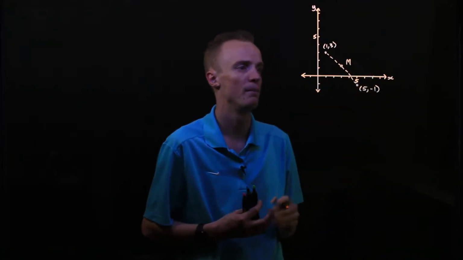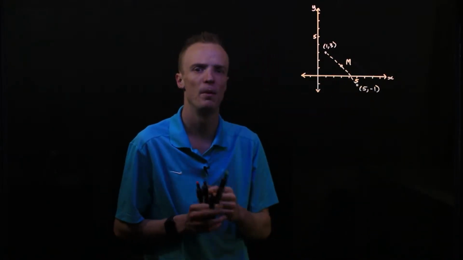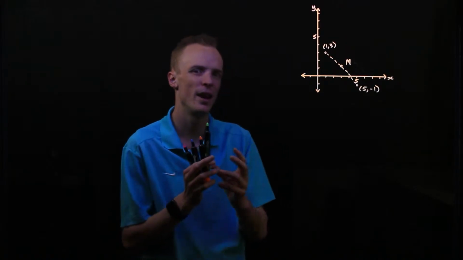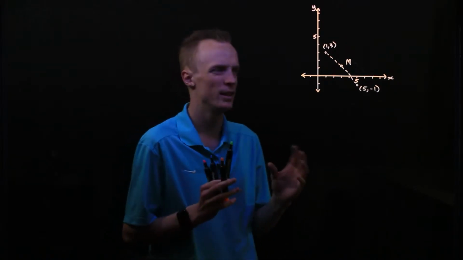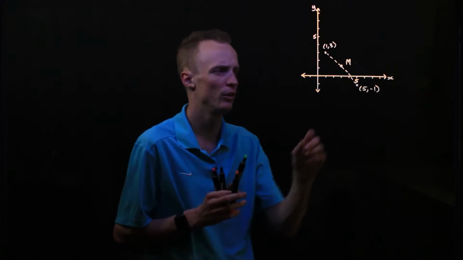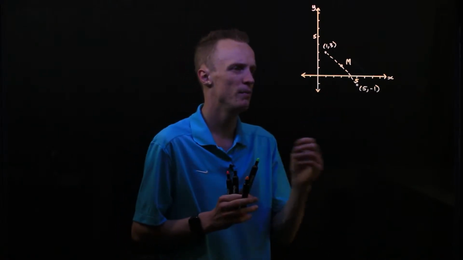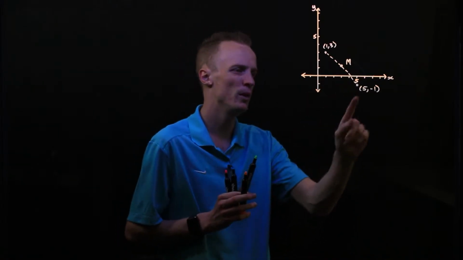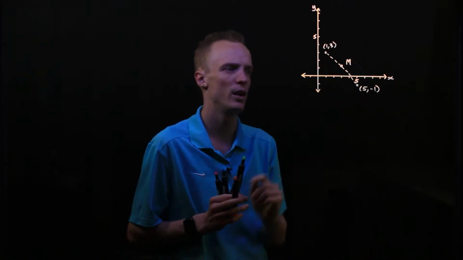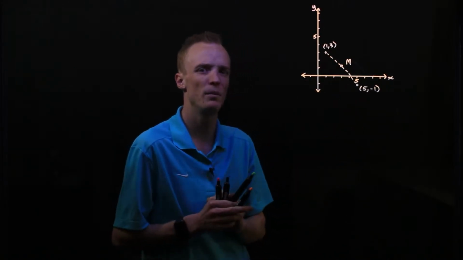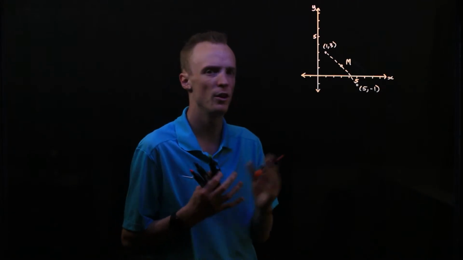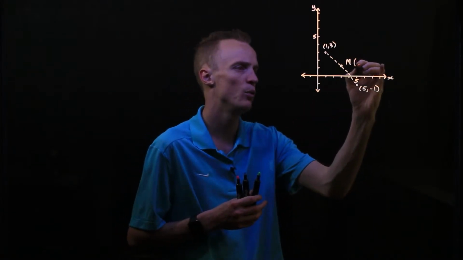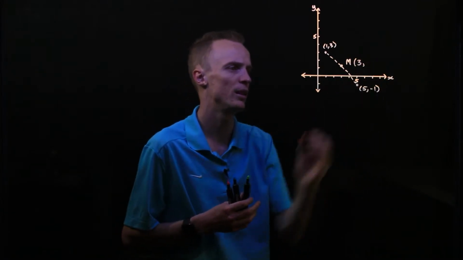which I'm going to call point M. Now to find the coordinate of M, we break this up in both our X and our Y. So let's just first focus on X, or our horizontal coordinate. To find the middle of this X coordinate, we want the middle between 5 and 1. Now the middle between those numbers is 3. So we know from that our X coordinate is going to be equal to 3.